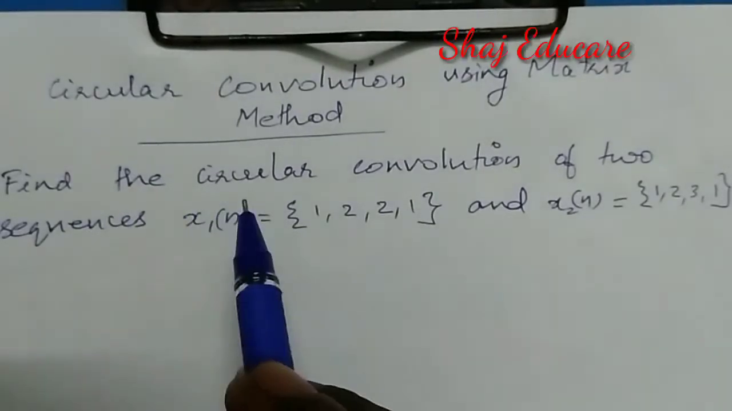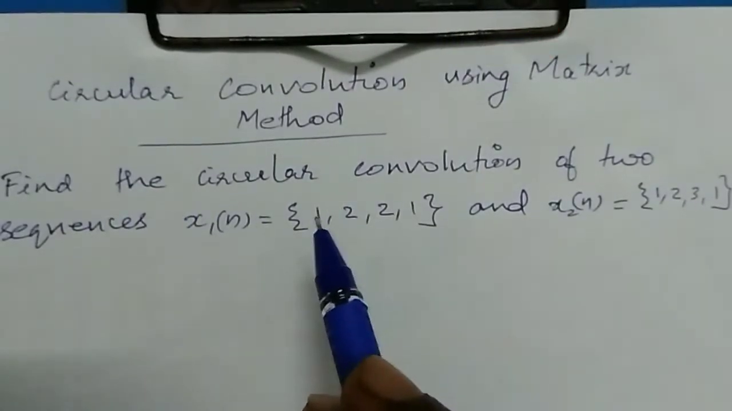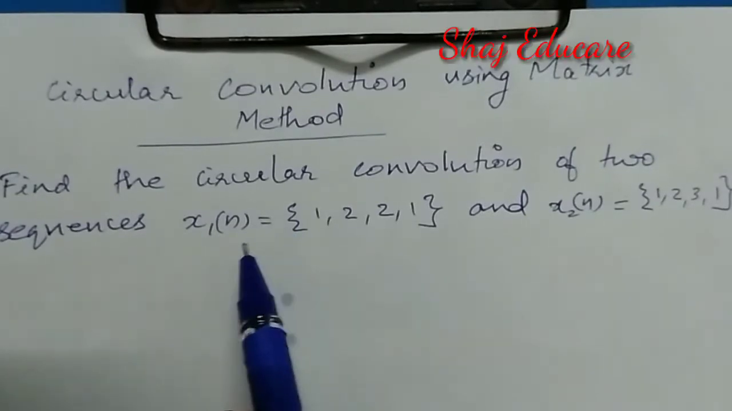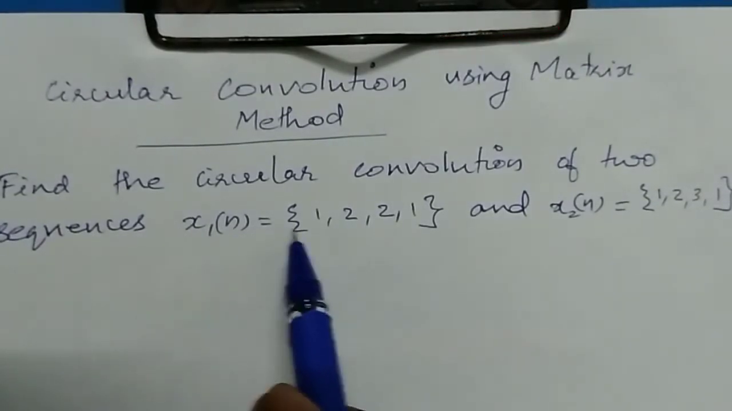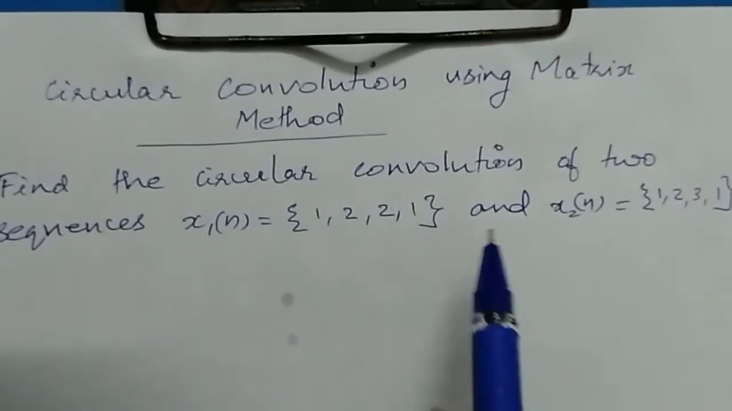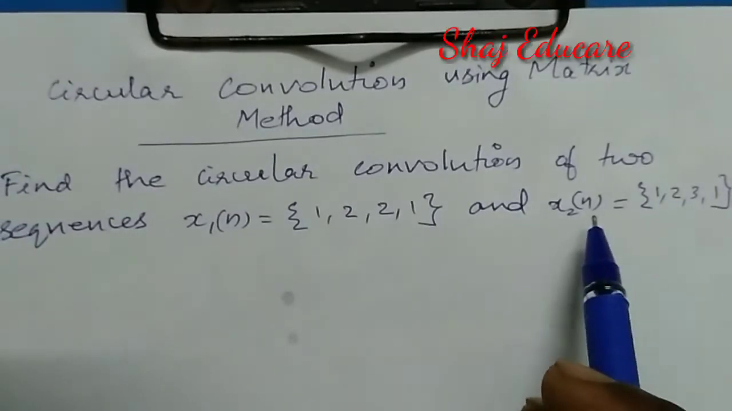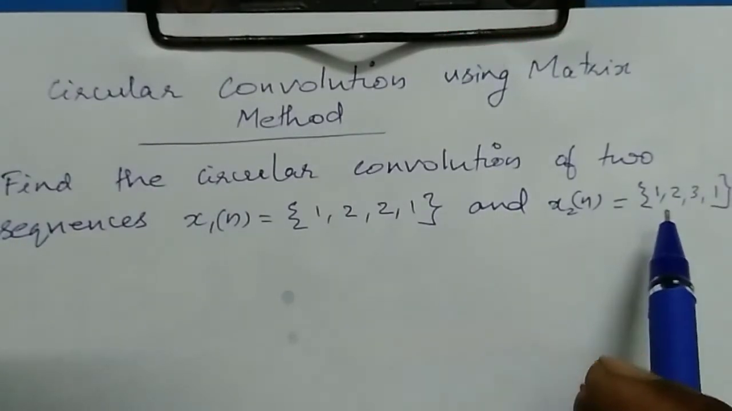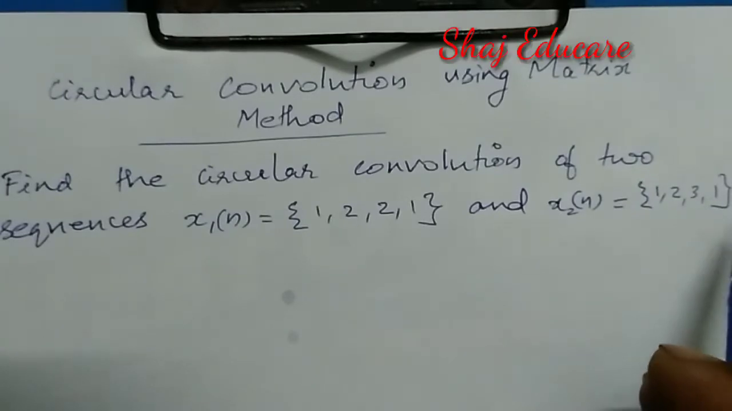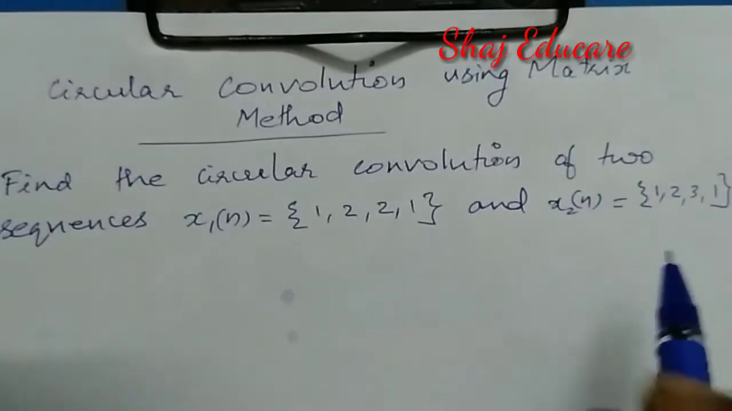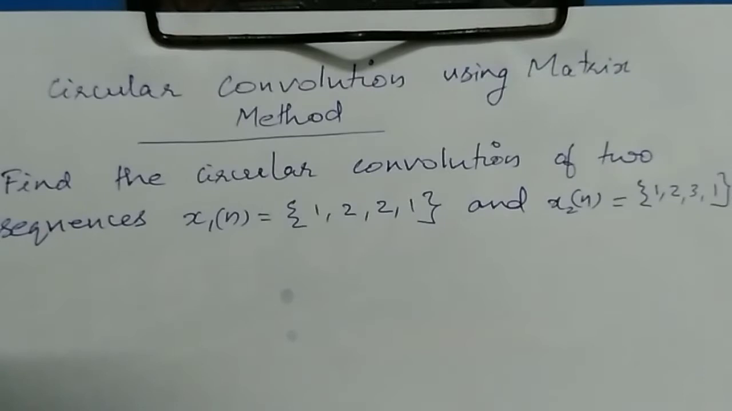This is the question given. Find the circular convolution of two discrete time signals, x1 of n equal to 1 2 2 1, and the second signal, x2 of n equal to 1 2 3 1. Let us solve the question.